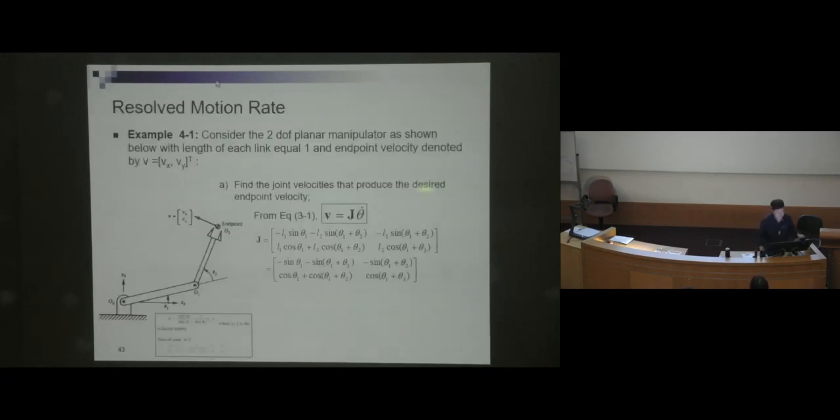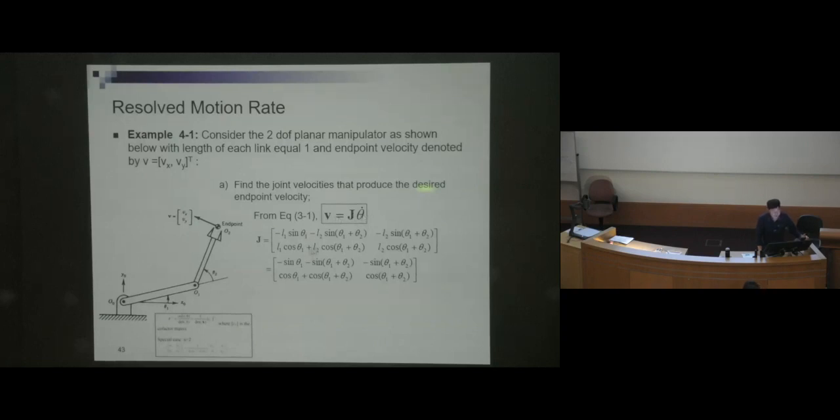So if you consider this example, the 2 degree of freedom planar manipulator, let's make an assumption that the length of each link is equal to 1, so it's simplified. That means L1 and L2 are equal to 1. The endpoint velocity will be denoted by V equal to Vx Vy transpose, a column vector consisting of Vx and Vy. You want to find the joint velocity that produces the desired endpoint velocity. So it's a forward relationship. You have V equal to J Q dot.